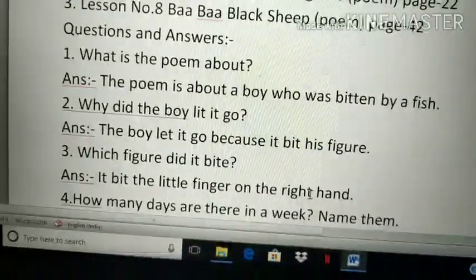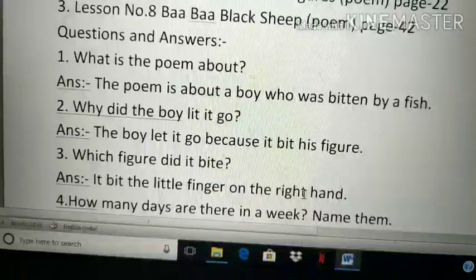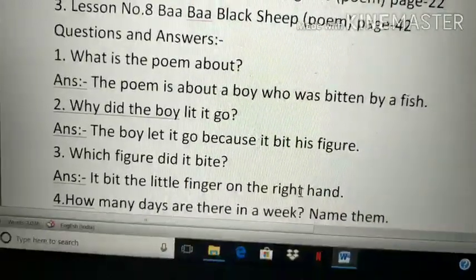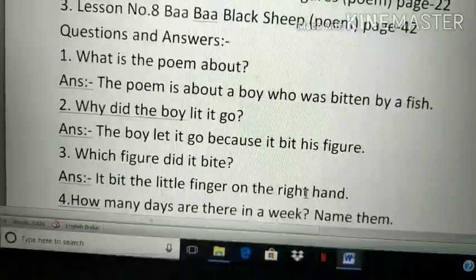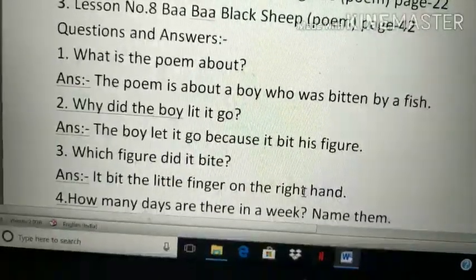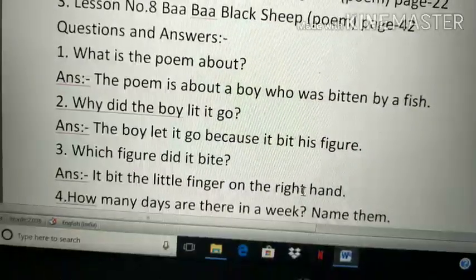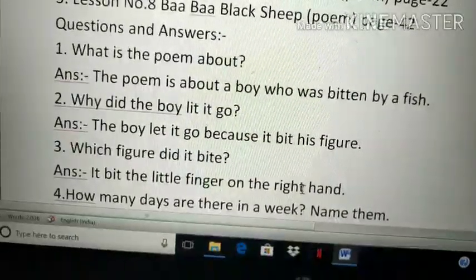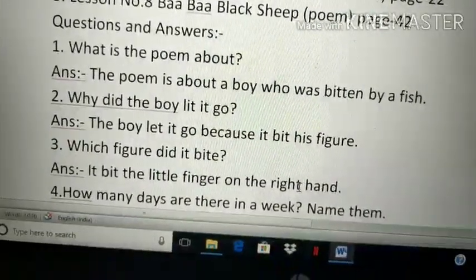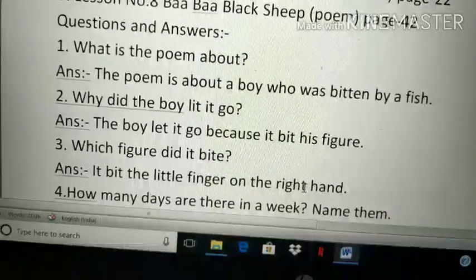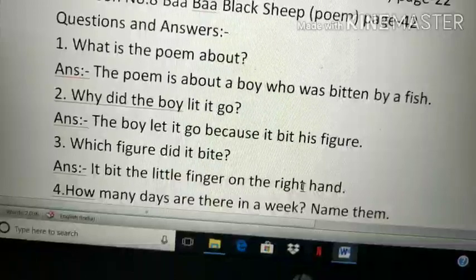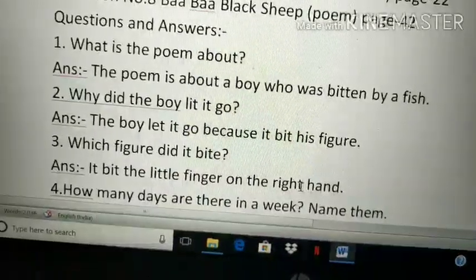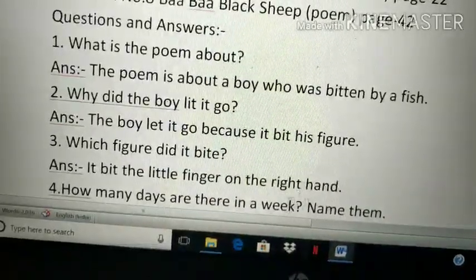First question, what is the poem about? The poem is about a boy who was bitten by a fish. Question number 2, why did the boy let it go? It should be let, okay.